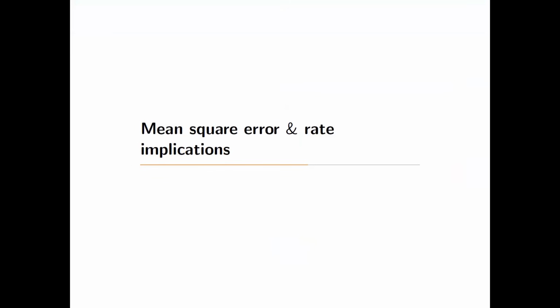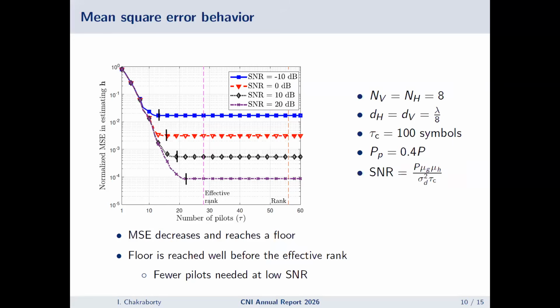Now let us look into the mean square error and the rate implications of this proposed scheme. First, we deal with mean square error, and here we plot the normalized mean square error as a function of the number of pilots for different SNR. We see that the MSE decreases and reaches the floor as you increase the number of pilots, and the floor is reached well before not only the rank but also the effective rank. And after the point where the floor is reached, you don't need to send more pilots because the MSE is not going to change. And as we decrease the SNR, this number of pilots decreases even more.